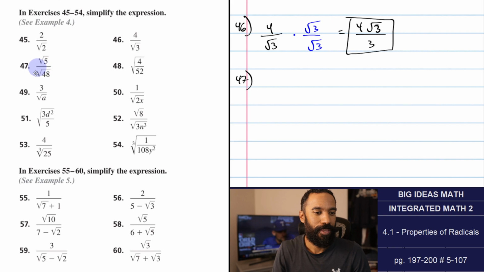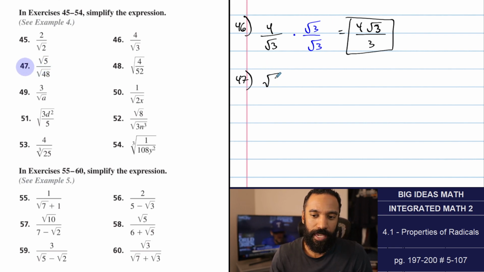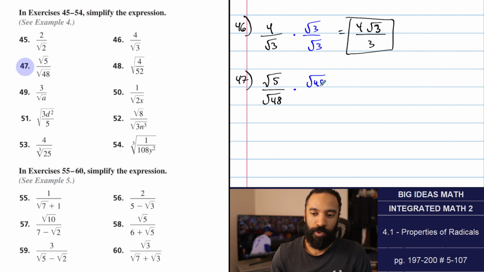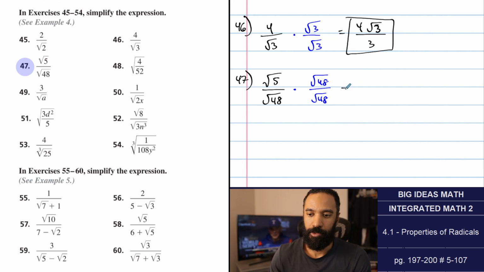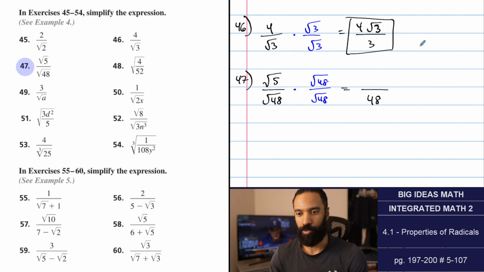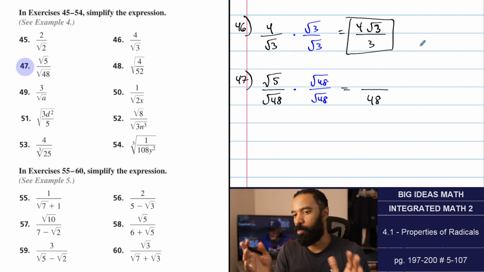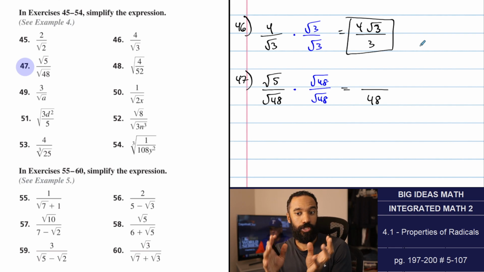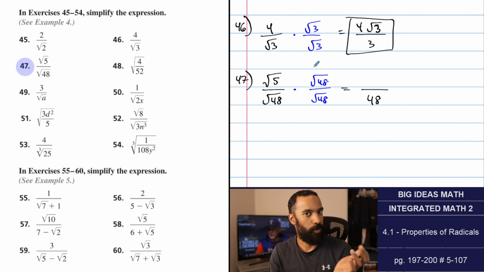Number 47, we have root 5 over root 48. Okay, there's more than one way we can do this problem. Let's talk about the way that I would not prefer, which is multiplying by root 48 over root 48. Root 48 times root 48 is 48. All right, that's fine. Root 5 times root 48. Now, there's more than one way to do this part as well, but as long as I'm dealing with this big number here, I'm going to deal with this big number as well and just play with it.